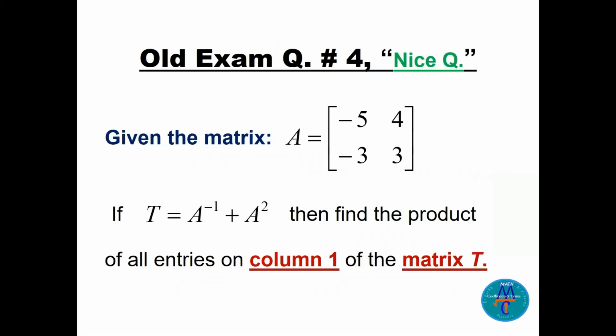Here we have a nice question. The matrix A, 2 by 2, minus 5, 4, minus 3, 3. If T is equal to A inverse plus A squared, find the product of all entries on column 1 of the matrix T. So we have to find the inverse of A. That's a little practice. We have to find A squared, which is A times A. Then we add. Then we look at the entries, the elements on column number 1.